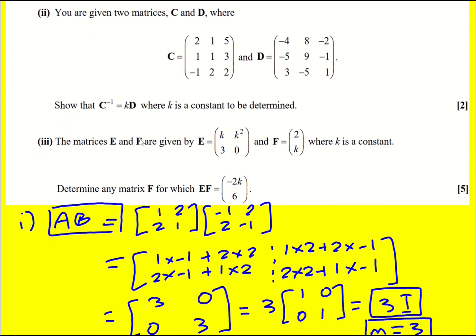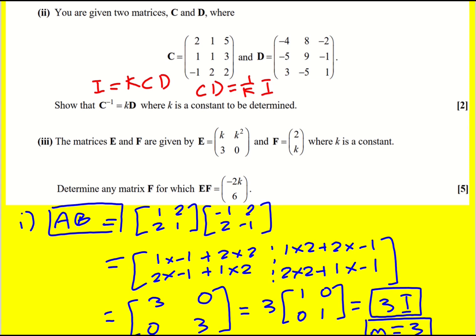We're given two matrices, 3 by 3 this time, and we're asked to show that the inverse of C is equal to K times D, where K is a constant to be determined. Now you've got two options here. You can either actually find the inverse of C using your calculator, or we can multiply the left-hand side of both by C, which means that I want to show that if this is true, then the identity matrix would be equal to K times CD, which means that CD would be 1 over K times I.